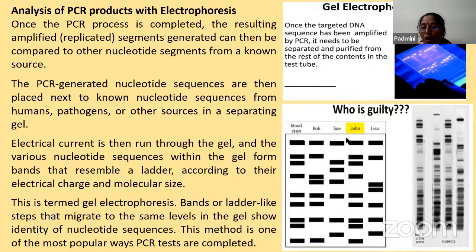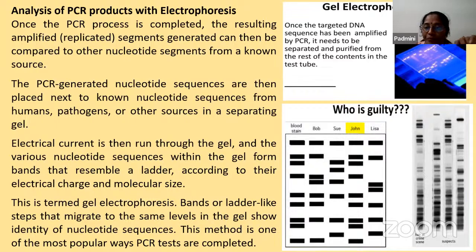So almost all the bands are coinciding with this particular suspect, whereas with the last suspect, not all the bands are coinciding. So whom will you say is the culprit at this crime scene? You will definitely say that this person is the culprit. So that is the importance of gel electrophoresis.